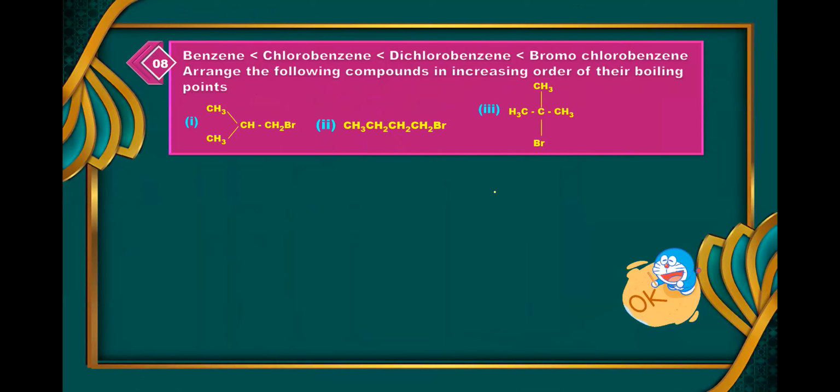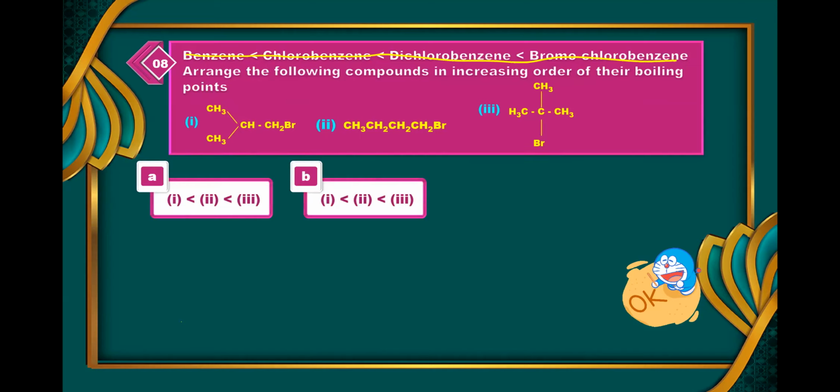See question number 8. Arrange the following compounds in increasing order of their boiling points. You have 3 different compounds. All 3 have the same molecular formula, and which one has the higher boiling point? If you observe, as the branching increases, surface area decreases. When surface area decreases, boiling point also decreases.